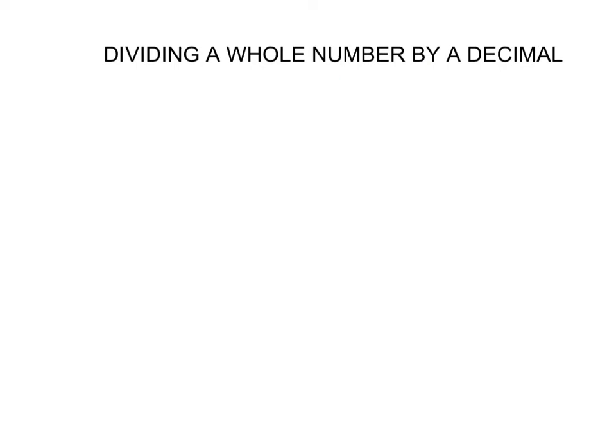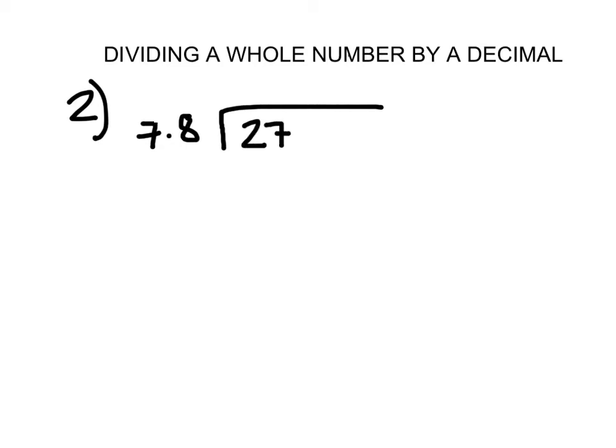Let's start our next problem. Dividing a whole number by a decimal. In this case, we have to move our decimal point once. That makes us move it also here, put our decimal point on the top and add a 0. We are going to round 7.8, now 78, to 80. And the question is, how many times does the 8 fit into 27?